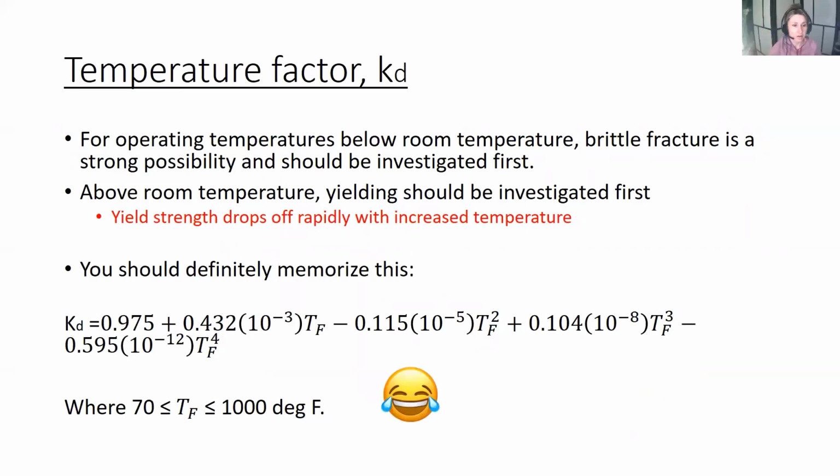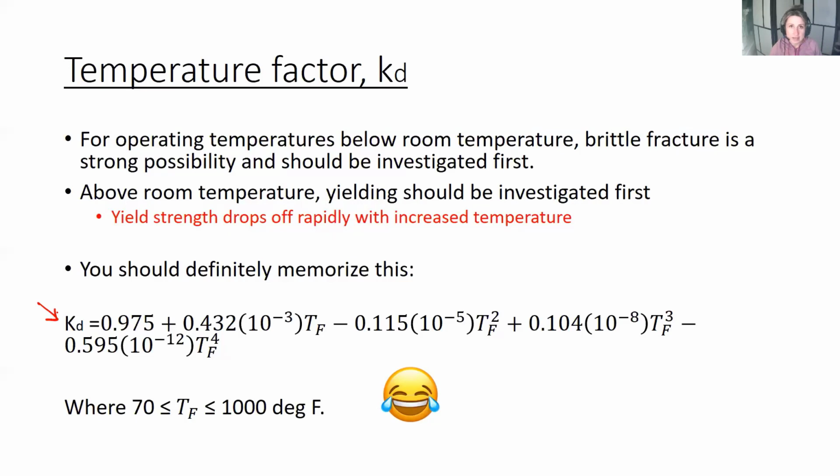Okay, temperature factor. This was just like the funniest equation, and it took me so long to type it in PowerPoint. But for operating temperatures below room temperature, brittle fracture is a strong possibility and should be investigated first, because when ductile materials are cold, they behave more like brittle materials. So above room temperature, yielding should be investigated first, and yield strength drops off rapidly with increased temperature. So that is essentially what this KD is accounting for.